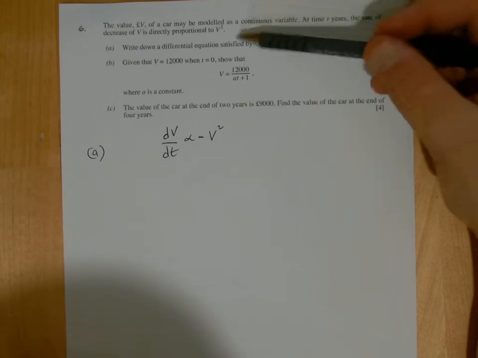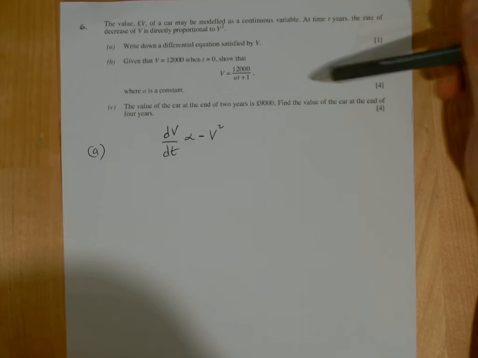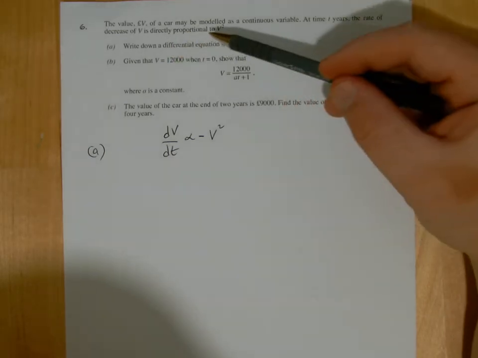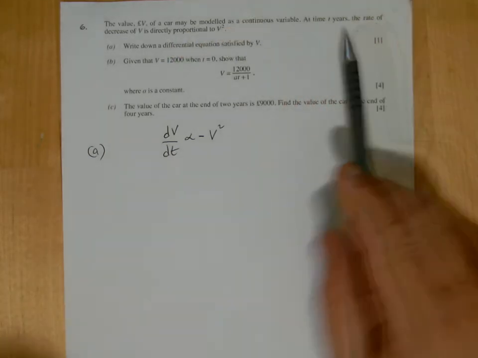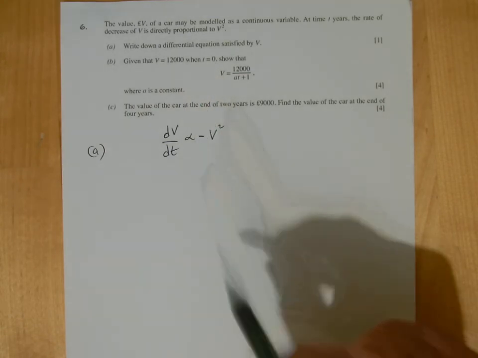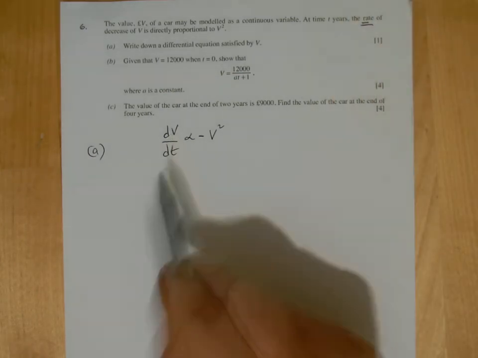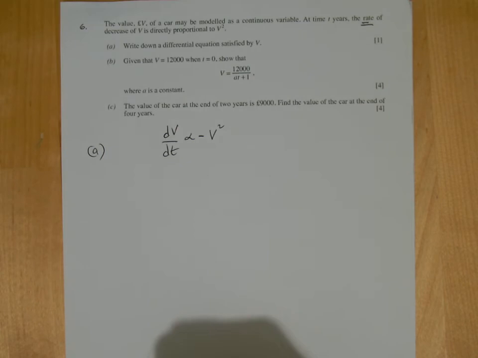Okay, so the value v of a car may be modelled as a continuous variable. At time t years, the rate of decrease of v is directly proportional to v squared. So the rate of decrease of v, in other words, how v changes over time. When they mention this word rate, the differential is dv/dt, how v changes with respect to time.